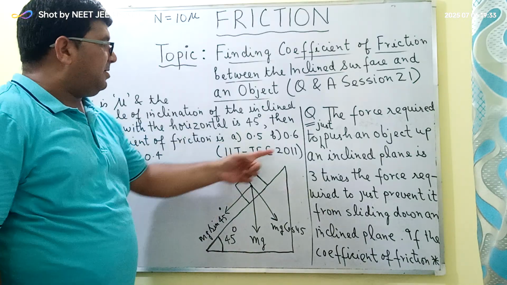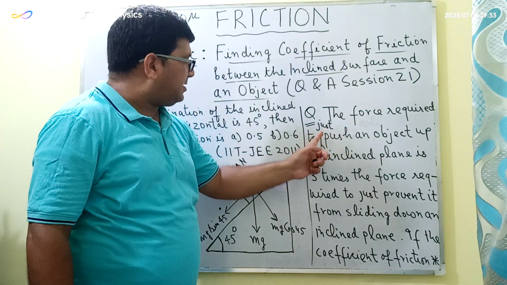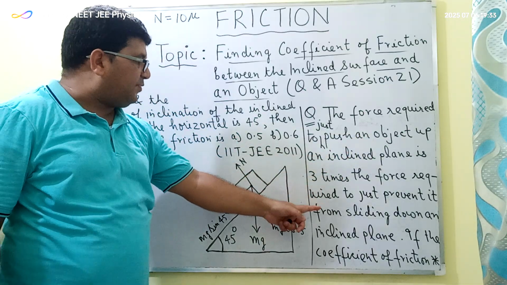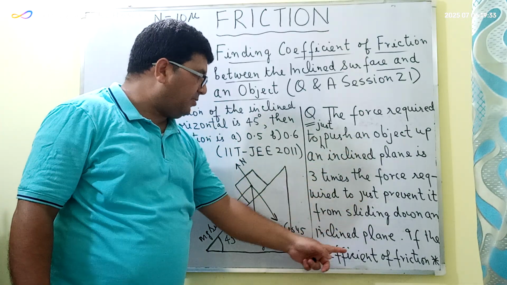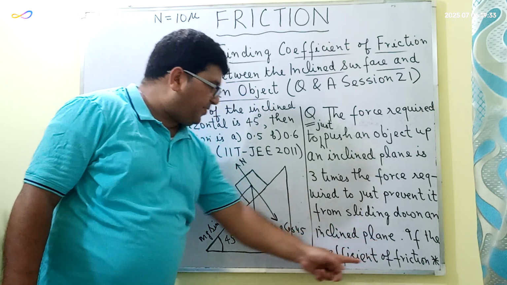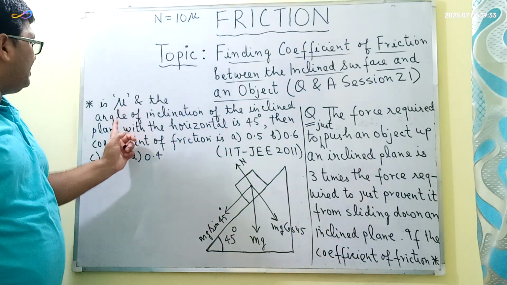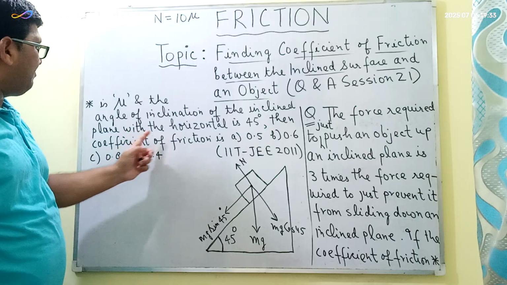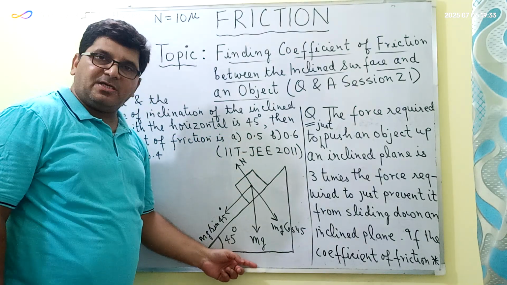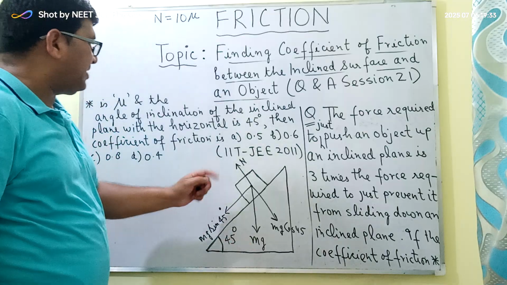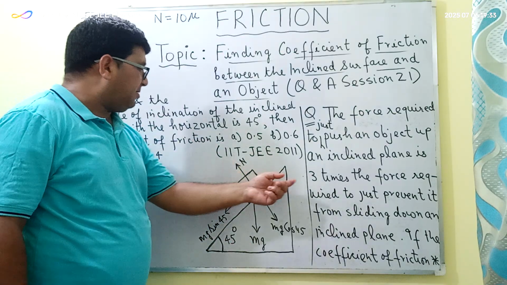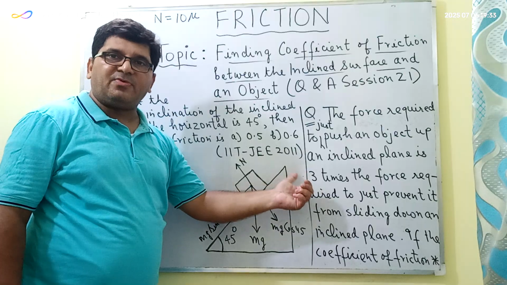In this question, the force required to just push an object up an inclined plane is 3 times the force required to just prevent it from sliding down. If the coefficient of friction is mu and the angle of inclination of the inclined plane with the horizontal is 45 degrees, as shown in this figure, which I have already drawn in order to save time, then the coefficient of friction is, four options are given to us and we have to find the correct option.